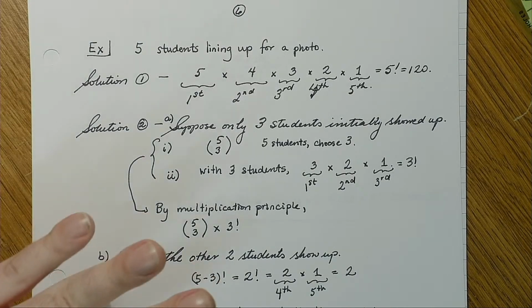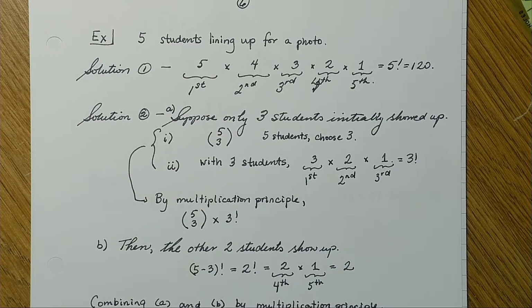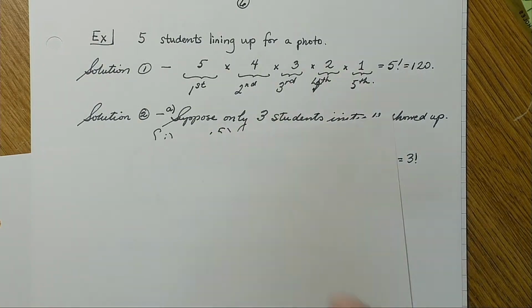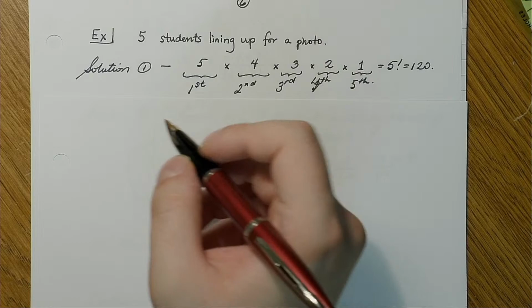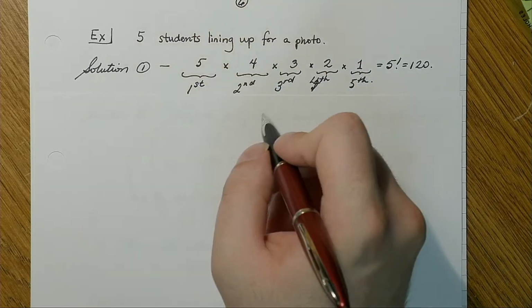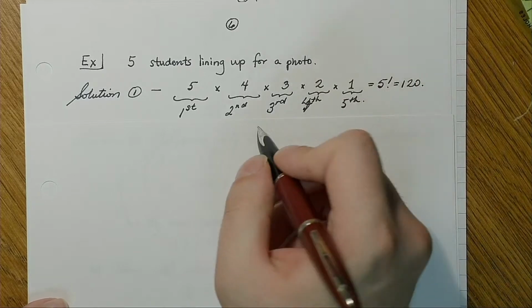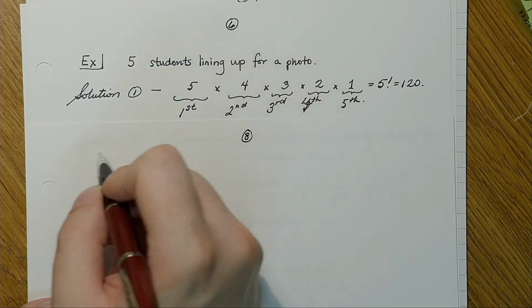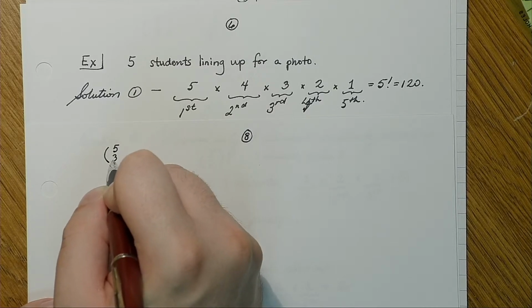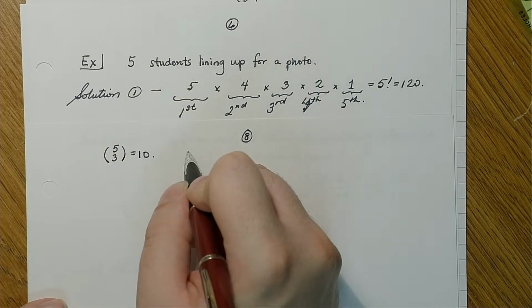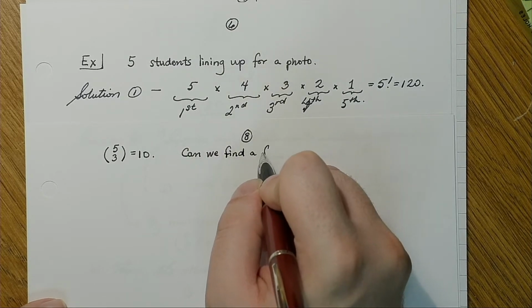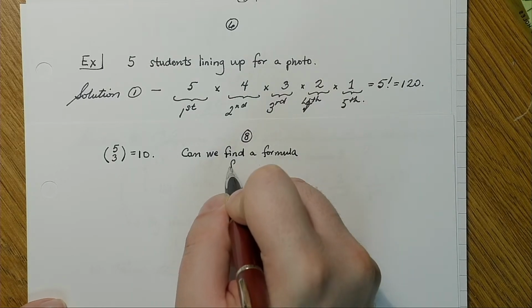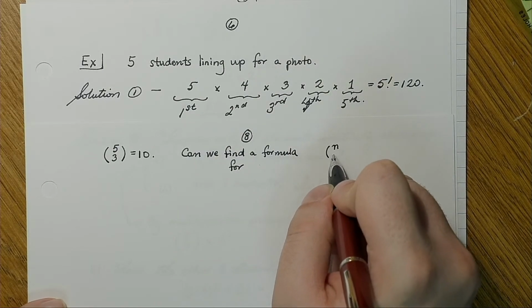What we've done is we've got a very simple problem that we've done. And what we'll do is, instead of using the numbers like this, we'll start to set this up more generically. Okay, so here's number 8. So what I was saying was that we had 5 choose 3 is equal to 10. Can we find a formula for n choose r?